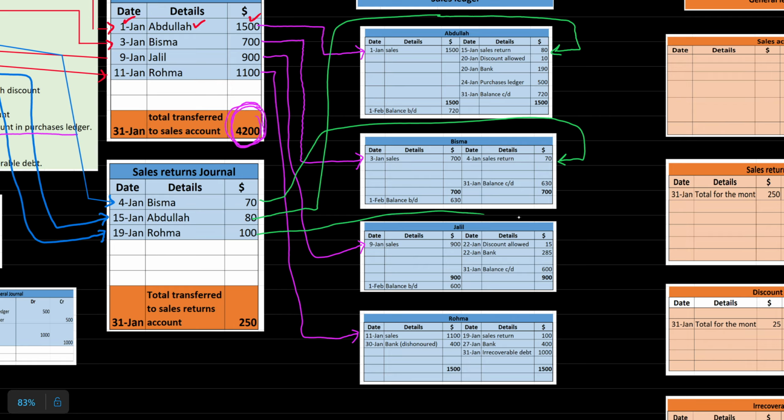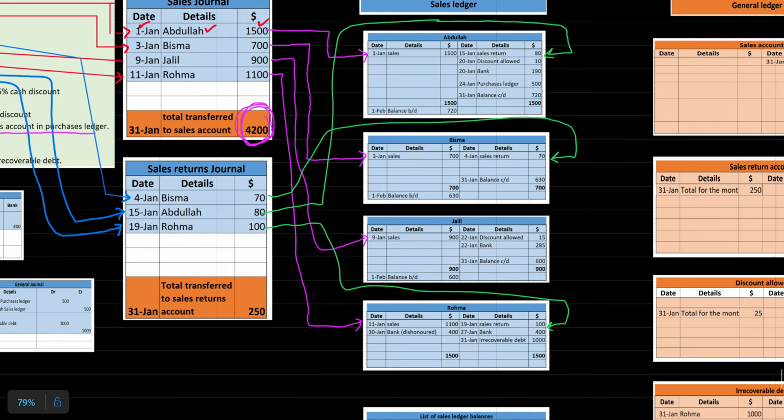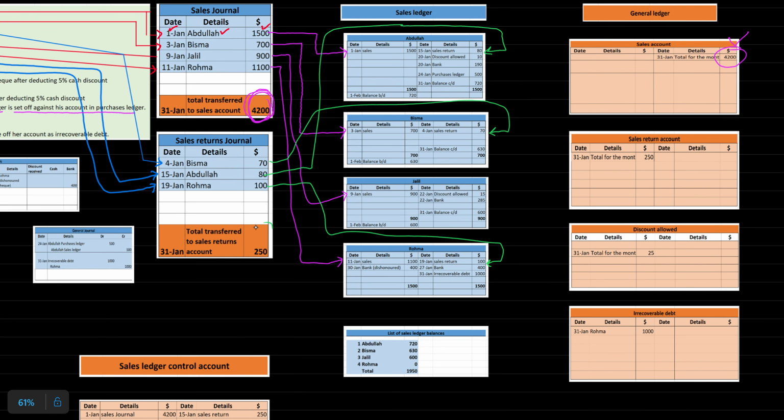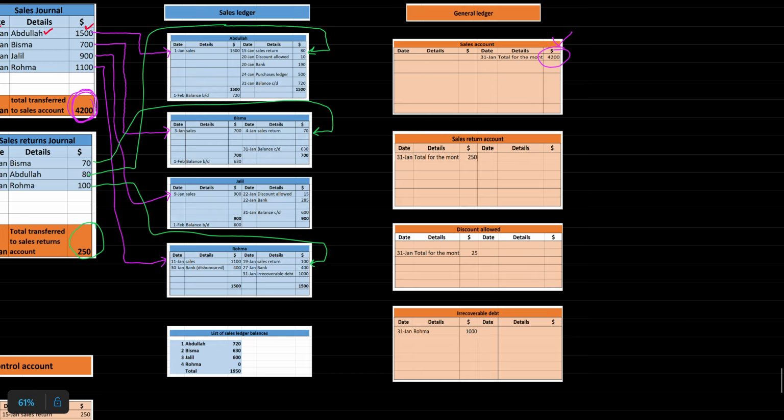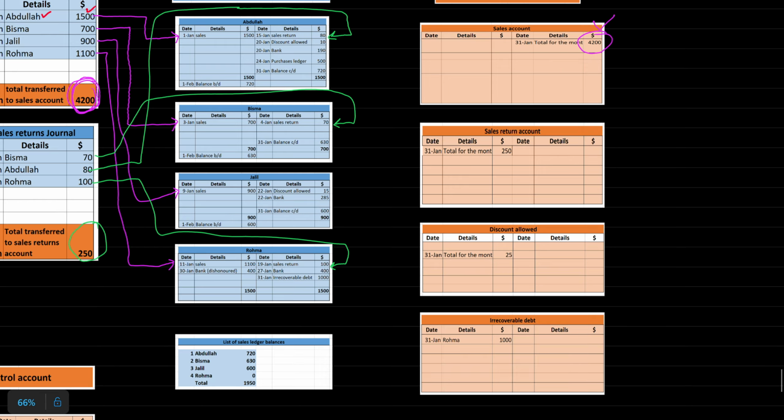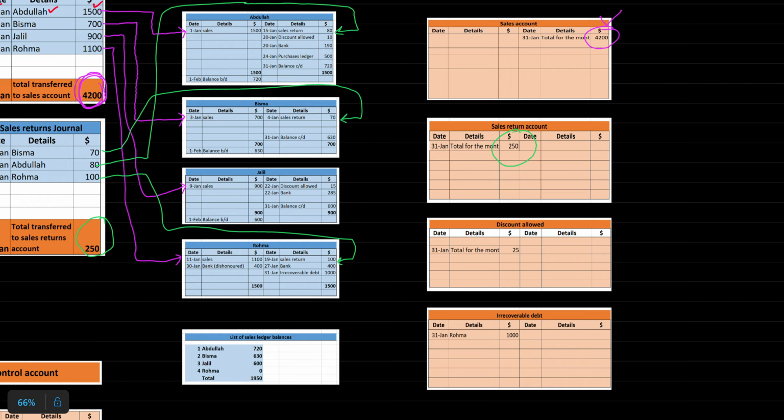Rohma's sales returns will be posted to Rohma's account. So first of all, our transaction is recorded in the journal, then posted to the personal account, and at the end of the month, the total will be posted to the concerned account. Sales returns journal's total will be posted to the sales returns account on the debit side.